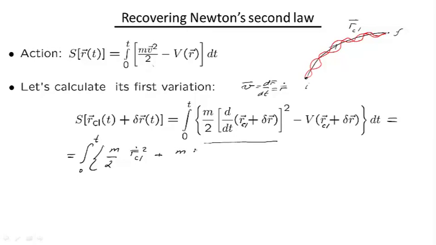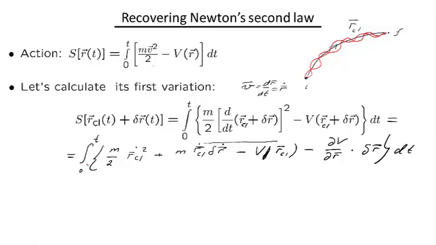So we're going to have m over 2 times r classical dot plus dr dot, squared, and for the potential we're going to expand this function in Taylor series up to linear order. Again, we can do that because dr is very small, so we're going to have V of r classical minus dV over dr, the gradient, dot dr, and everything integrated over time. So we have four terms here.